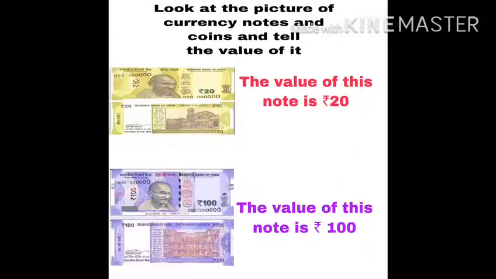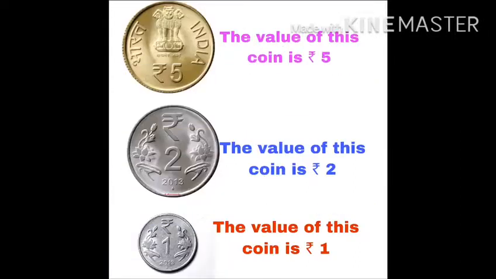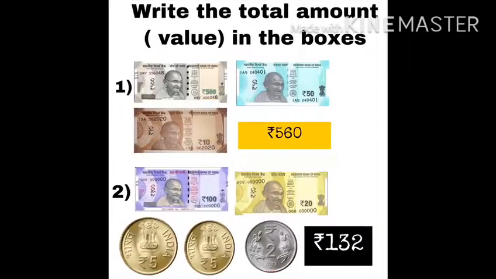Look at the picture of the currency note and coins and tell the value of it. Note is given as 20, so the value of the note is 20 rupees. 100 note, the value of this note is 100 rupees. And coin is 5, so the value of this coin is 5 rupees. Then 2, the value of the coin is 2 rupees. And 1, the value of the coin is 1 rupee.